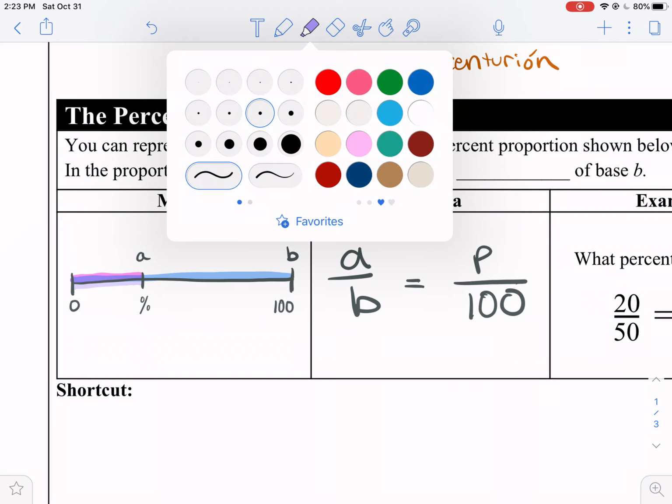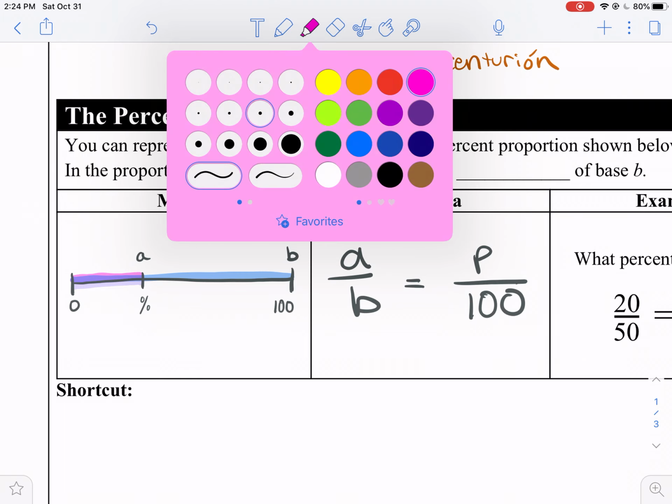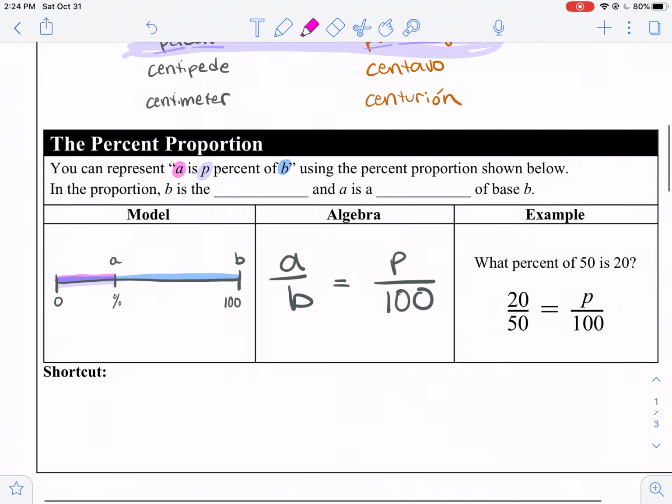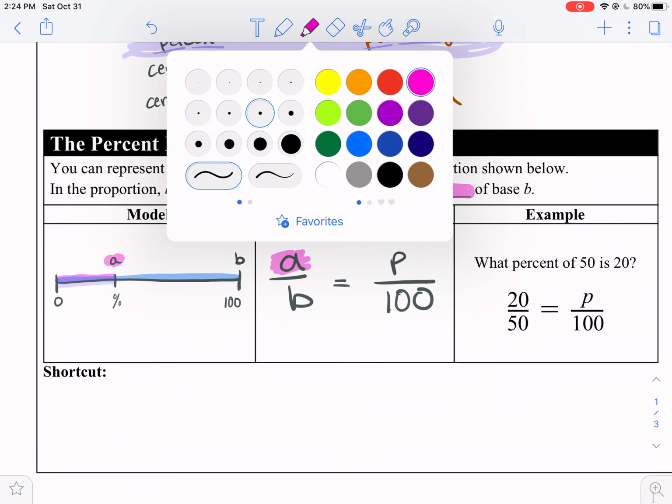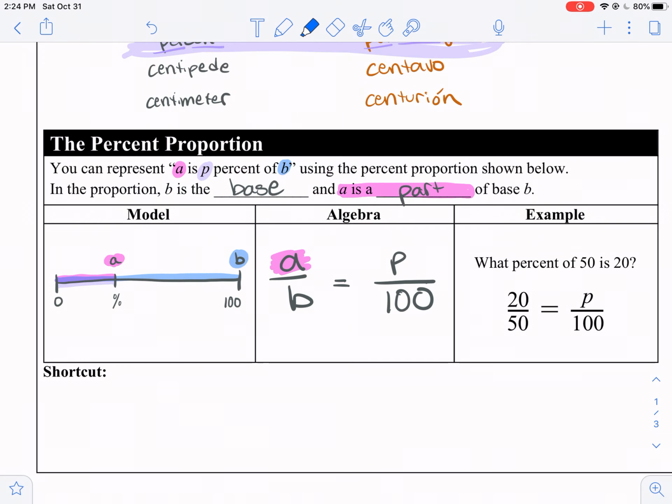So we call A the part. So we say A is a part of B. And we say B is called the base because it's on bottom. So we say B is the base and A is the part.